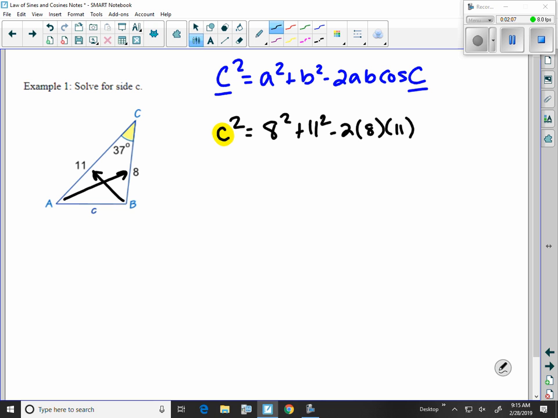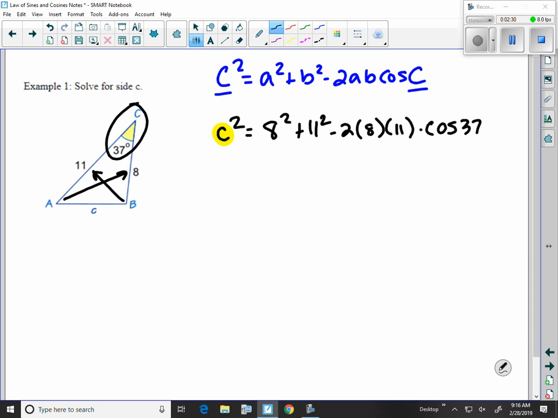Then last is times the cosine of C. So if we look, angle C is 37. So we'll do cosine of 37. Okay, so again, we're looking for lowercase c. We've filled in everything else. If you look at this whole right-hand side, it's all numbers.